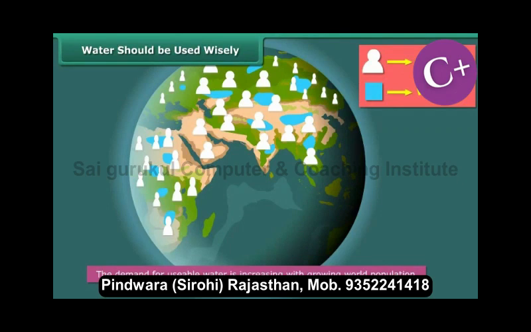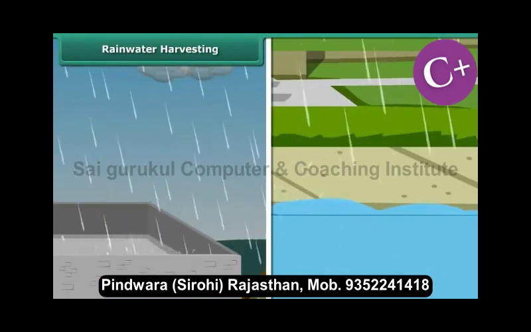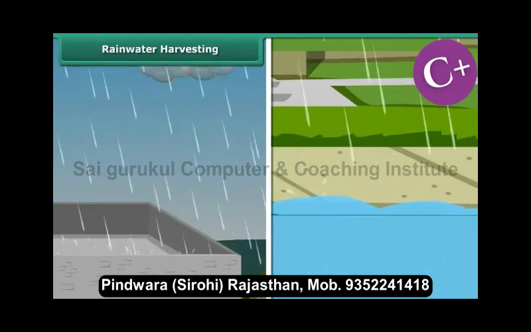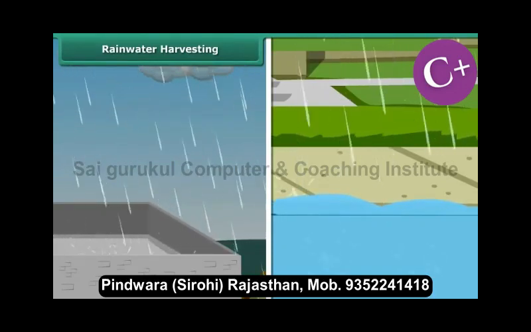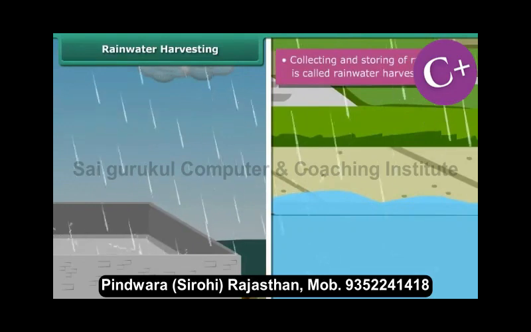So, we as responsible inhabitants of Mother Earth must conserve water and use it judiciously. If we collect and store all the rainwater that collects on our terraces, roads, and pavements instead of letting it run into ditches, we could actually have vast reserves of water. Collecting and storing of rainwater is called rainwater harvesting.